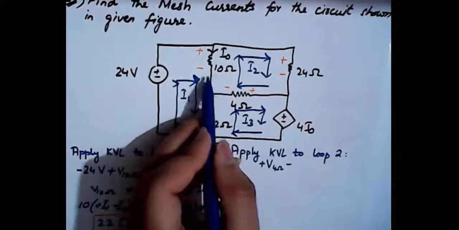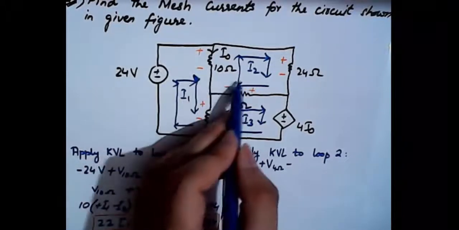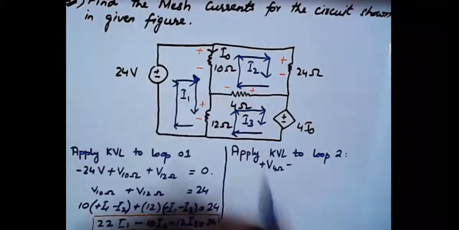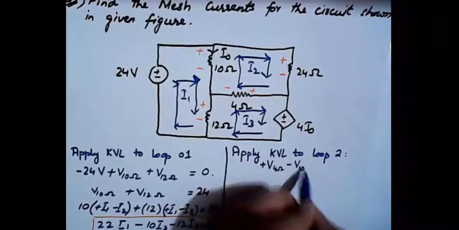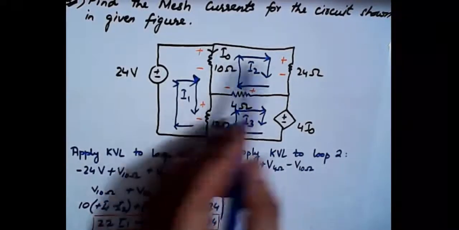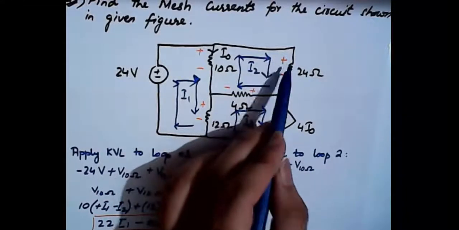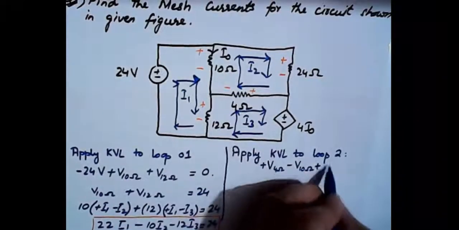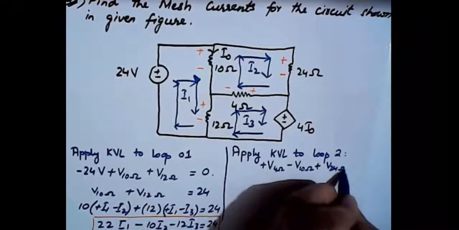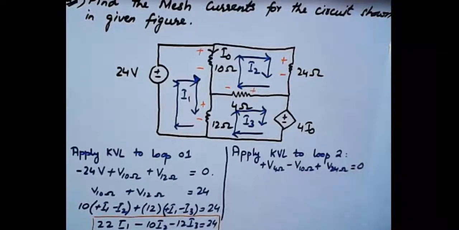Then we can see that the current is now entering the negative terminal, so it will be minus V 10 ohms. And in the third one we have the 24 ohm resistance and the current is entering the positive terminal, so the voltage will be considered as positive, equal to 0, right?